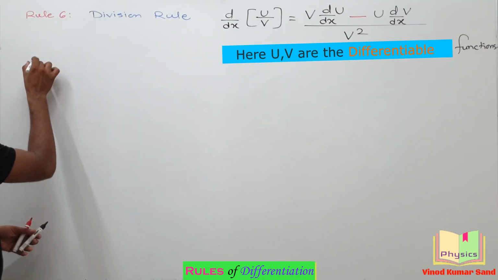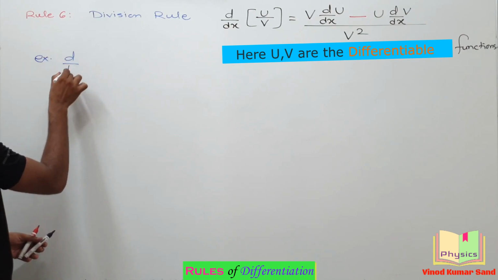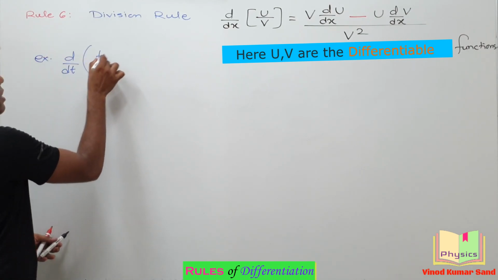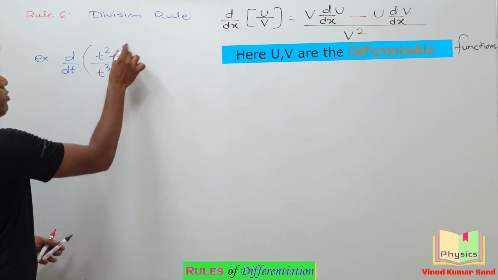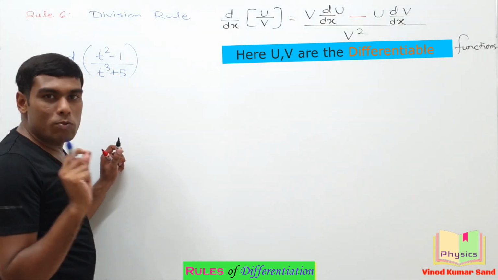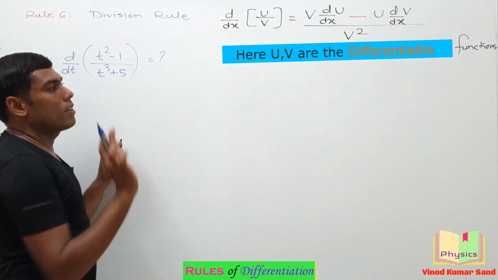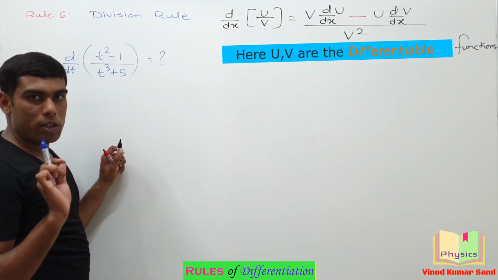Taking up the next example. Suppose d by dt of t square minus 1 by t cube plus 5. You can pause the video here and you can give it a try yourself. I'll be solving it on the board.